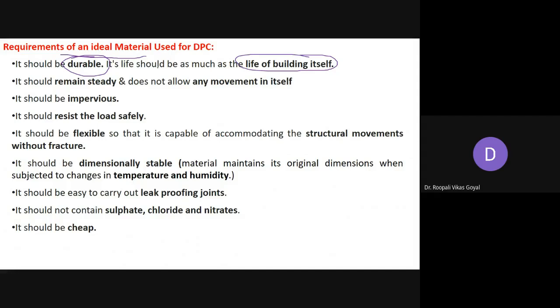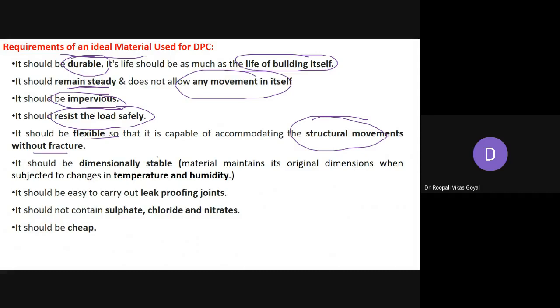Then it should remain steady रहना चाहिए. It does not allow any movement in itself. Then it should be impervious because it has to restrict the entry of water. It should resist the load safely. Whatever load is coming, it should resist it safely. It should be flexible so that it is capable of accommodating the structural movement without any fracture.